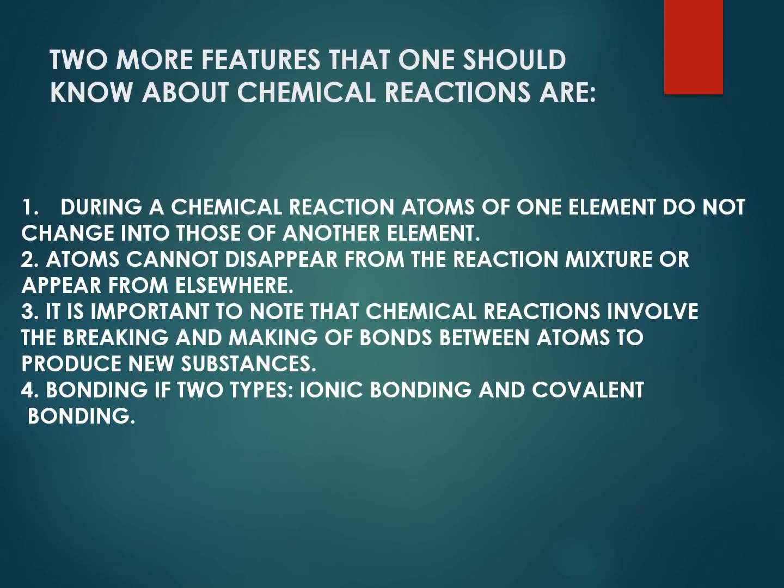What is a chemical reaction? A chemical reaction is a reaction in which there is an interaction of chemicals with each other to form new substances. I repeat, the process of interaction of chemicals with each other to form new substances is called a chemical reaction. Whenever a chemical change takes place, we say that a chemical reaction has taken place.